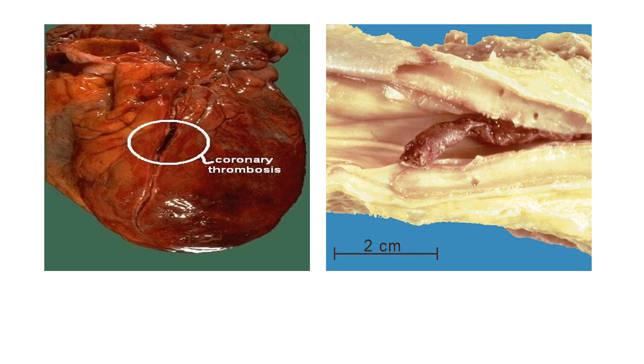So the first picture shows presence of the thrombus involving coronary artery. So that is an arterial thrombus. And coming to the second picture, if you open up the blood vessel, you can clearly see a thrombus being formed.